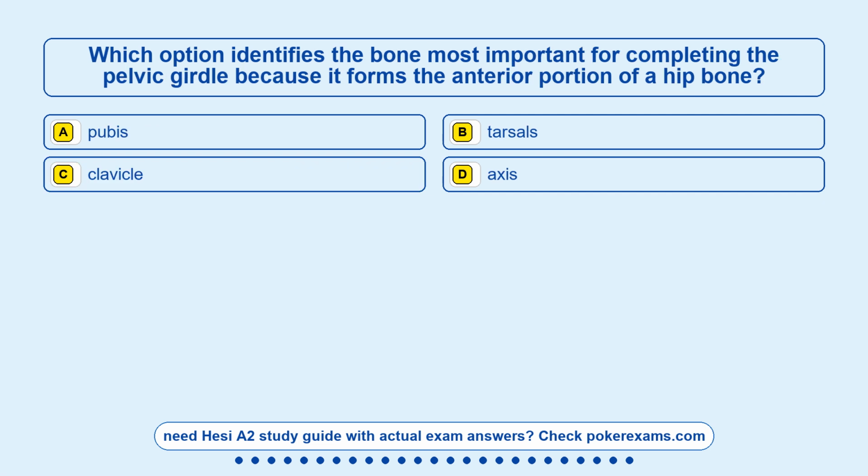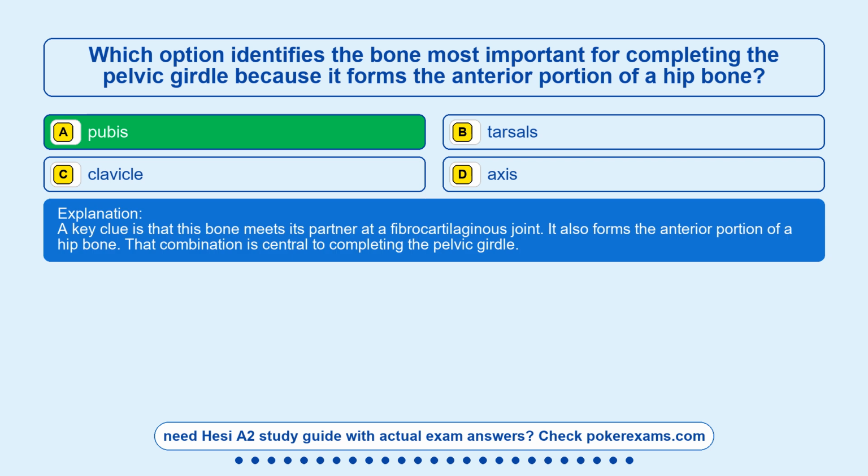Question 5. Which option identifies the bone most important for completing the pelvic girdle because it forms the anterior portion of a hip bone? Option A, pubis. Option B, tarsals. Option C, clavicle. Option D, axis. The correct answer is option A, pubis.